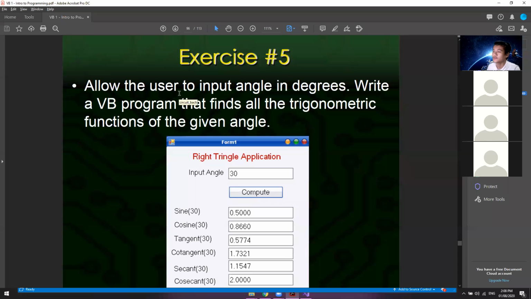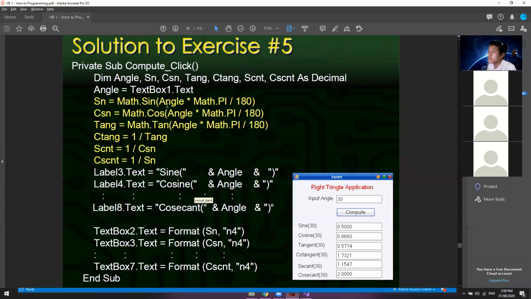Angle in degrees. Write a VB program that finds all the trigonometric functions of the given angle. Take note, the input angle is in degrees. So for this sine 30, it needs to be converted into radians right away. Add to the angle: instead of Math.Sin and then the angle only, multiply it by Math.PI divided by 180. Okay? So you'll notice the sine, cosine, and tangent are now answered.